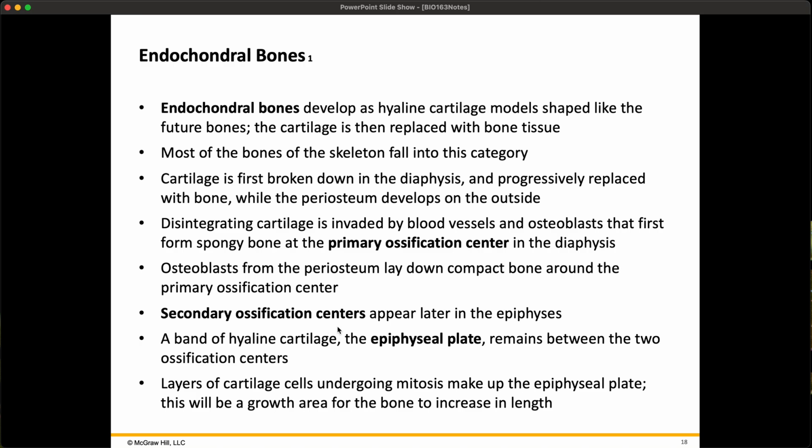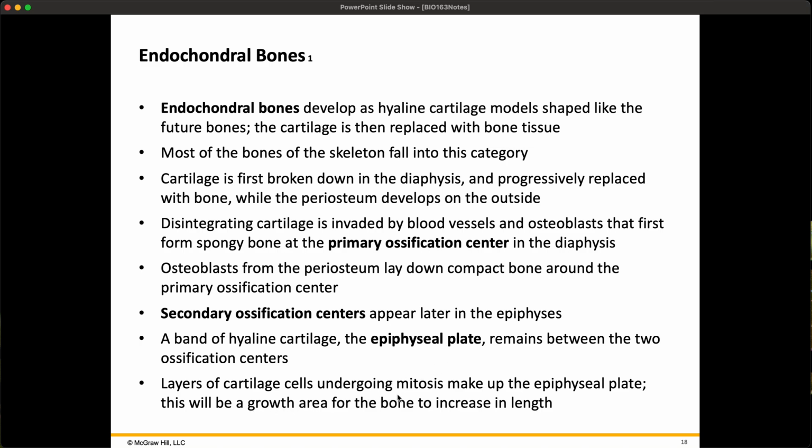And so you have these two points of ossification of bone development happening, and those two are separated by the epiphyseal plate. It remains between the two ossification centers, this band of hyaline cartilage that separates the two ossification centers. And so these two are kind of like a spreading little virus, slowly moving closer and closer towards each other, and just being held apart by this plate.